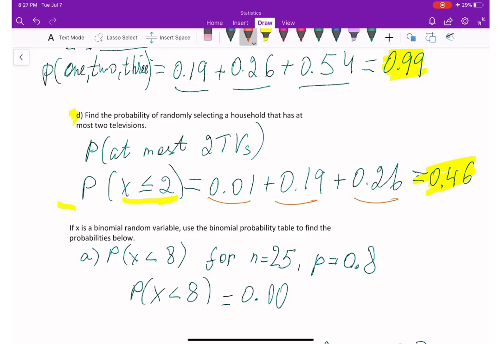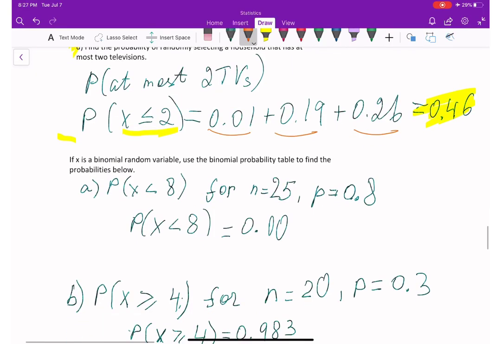If X is a binomial random variable, use the binomial probability table to find the probabilities below. This table is given in your word problem. Once you click it, the link is given, and you can open it. How are we going to find the probability? What you're going to do.